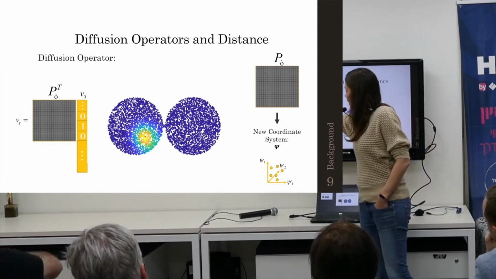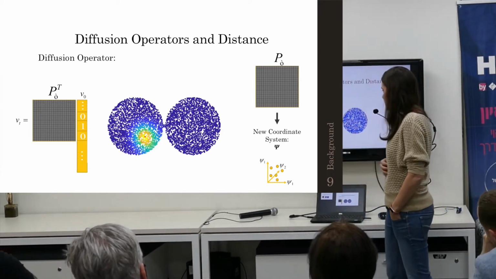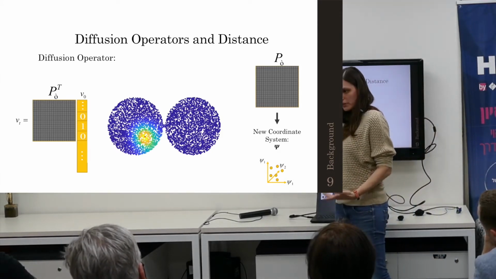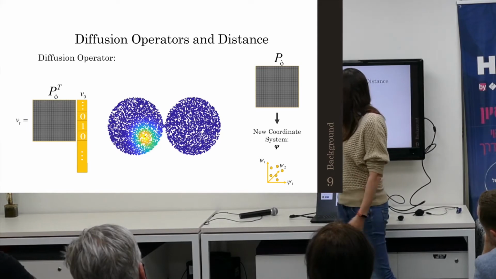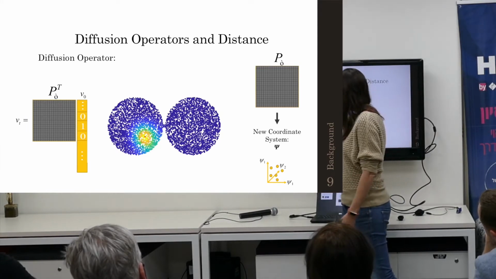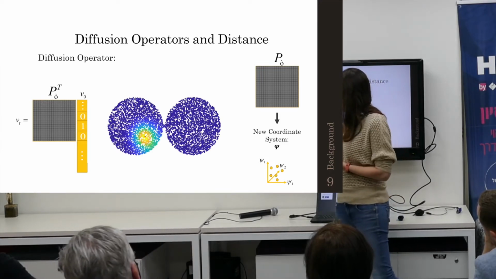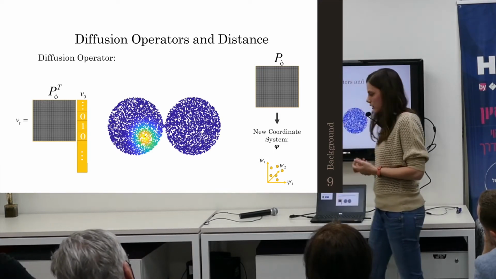Okay, so if we have the operator P, the matrix, it's called a diffusion operator because after we normalize it to be row stochastic, we can take a unit vector which has 1 at one point in the data set and zeros everywhere else.